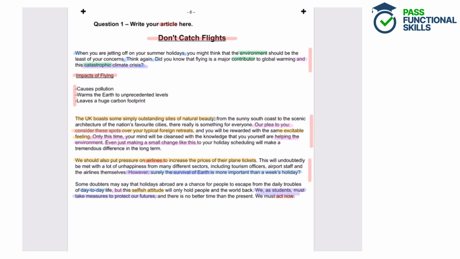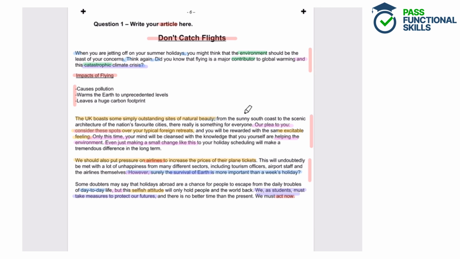Using complex sentences in your answers will show the examiner that you are able to link ideas together effectively, and it will make your answer more cohesive as well. So in this answer, we do have some longer, more complex sentences. For example, the UK boasts some simply outstanding sites of natural beauty, from the sunny south coast to the scenic architecture of the nation's favourite cities. There's really something for everyone.